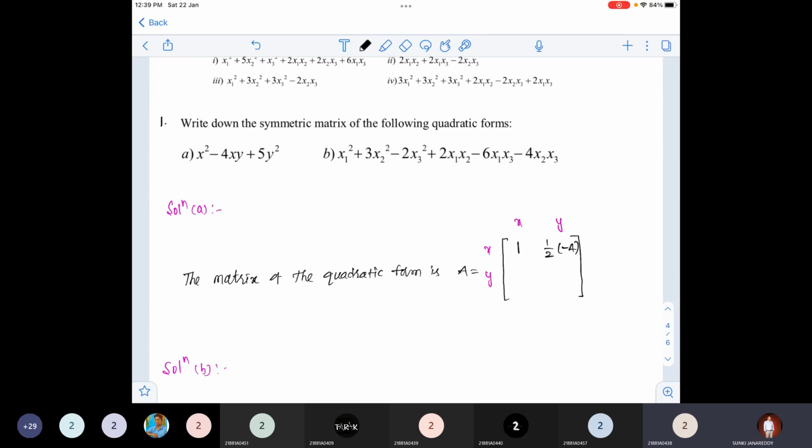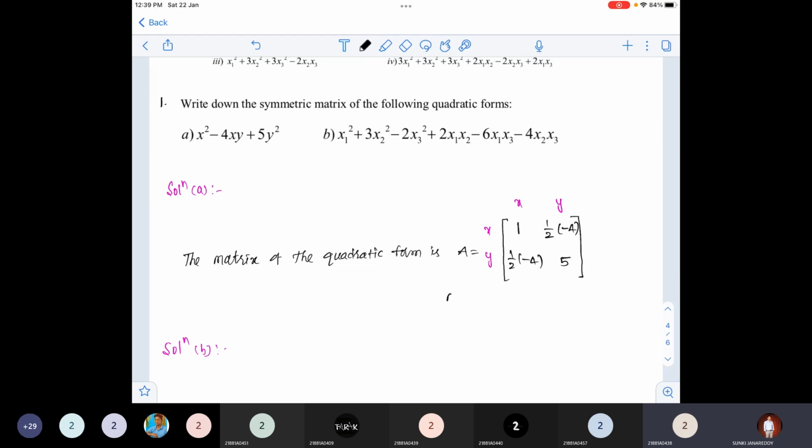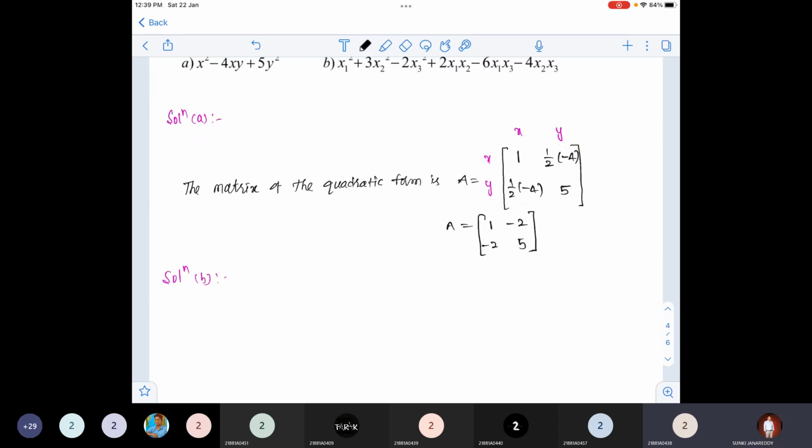Next, similarly, again xy. That means here also we need to take 1 by 2 into minus 4. Next one is y into y, y square. What is the y square coefficient here? 5. Here it is the required matrix for the given quadratic form: 1, minus 2, minus 2, 5. Is it a symmetric matrix or not? Yes, sir, it is a symmetric matrix only.